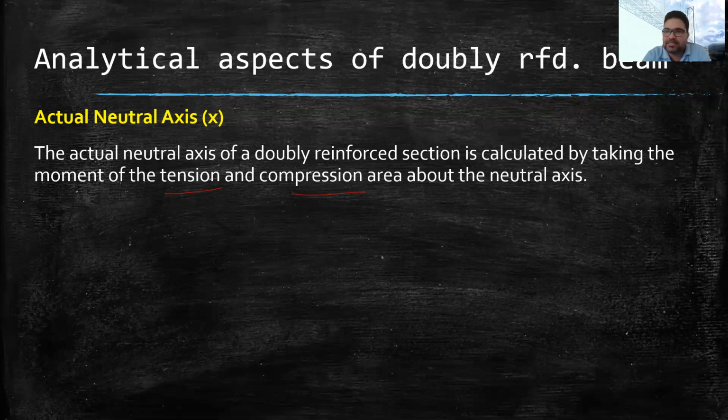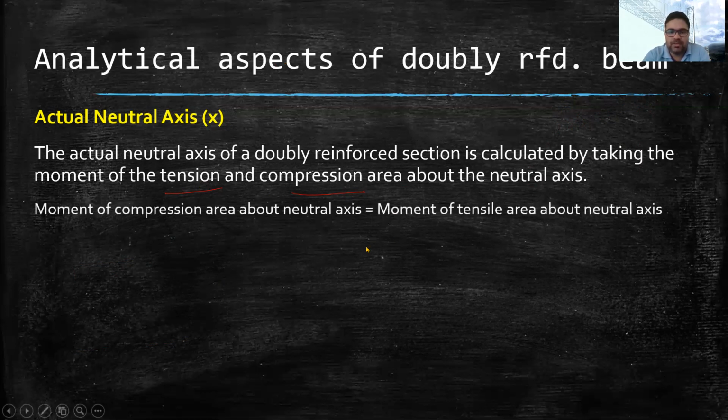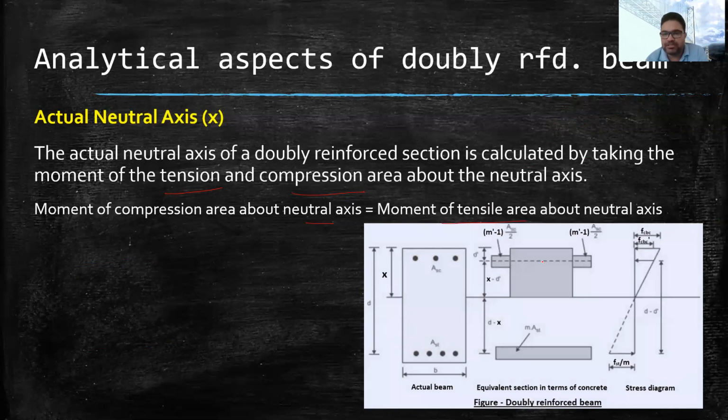We used to calculate the x value by equating two parameters: moment of the tension area equals moment of the compression area. The same formula we are using here, the moment of compression area about neutral axis equal to the moment of tension area about neutral axis. First I will show you the diagram. In this diagram, this is the neutral axis. Above the neutral axis there are two areas. One area is this one, and the second area is this one and this one. If we add both of these areas, this will become m dash minus 1 into Asc. So above the neutral axis there are two compression areas, while in the case of singly reinforced beam there was only one area. That is the only change in this formula.